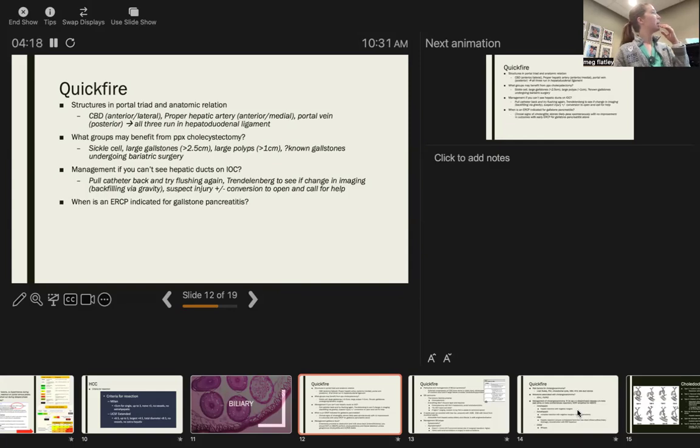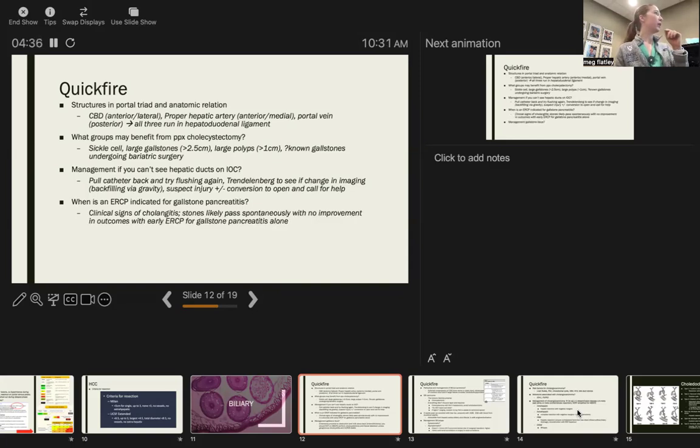When is an ERCP indicated for gallstone pancreatitis? I pulled this out of an ABSITE book. There's some lab values, like AST over 500 and over 5 or 13. So that's for choledochal lithiasis.